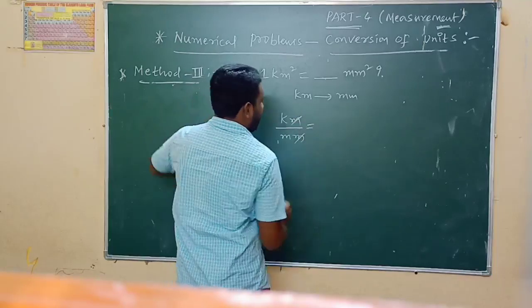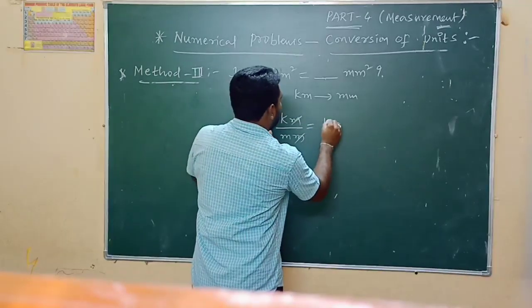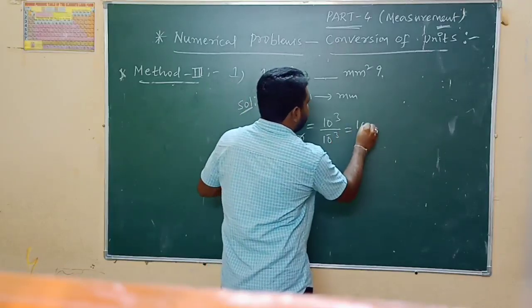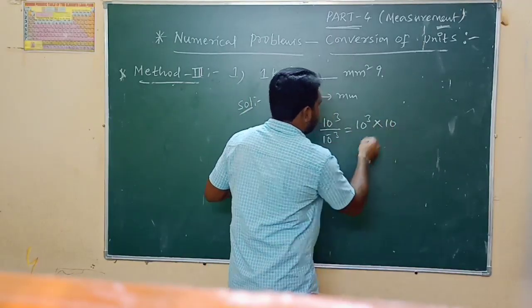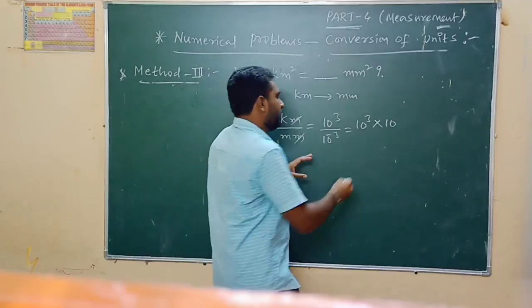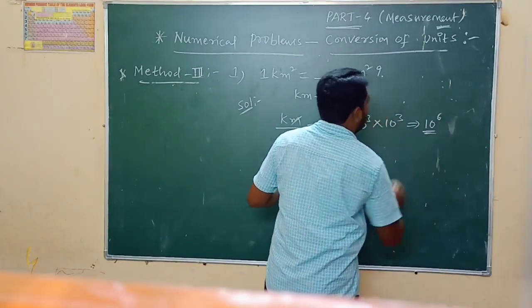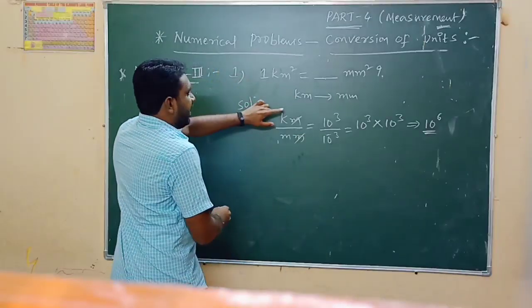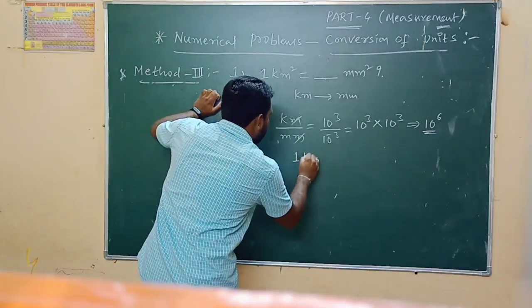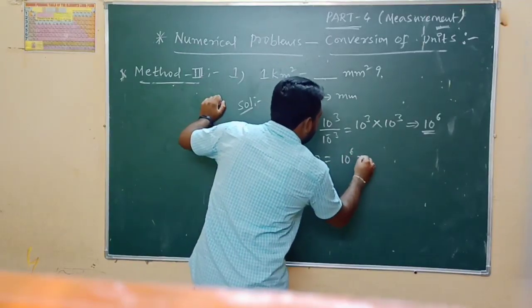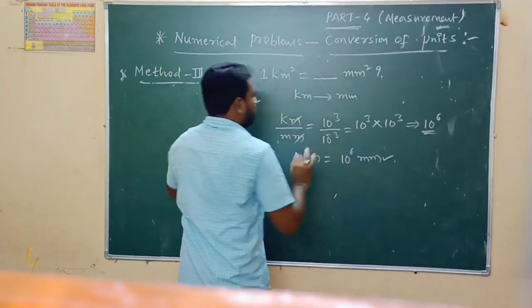Meter gets cancelled. Kilo means how much? 10 to the power of 3. Milli means 10 to the power of minus 3. After simplification, 10 to the power of 3 into, since the sign is outside, it becomes positive, again 10 to the power of 3. If we add the powers, we get 10 to the power of 6. So we can write 1 kilometer equals 10 to the power of 6 millimeter. Up to here this is complete.